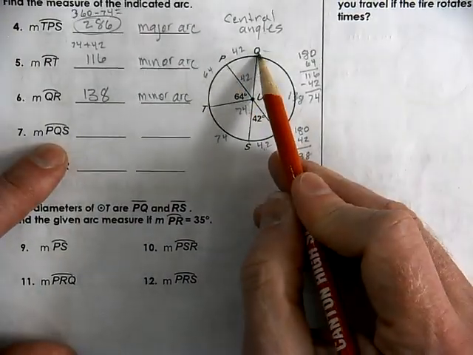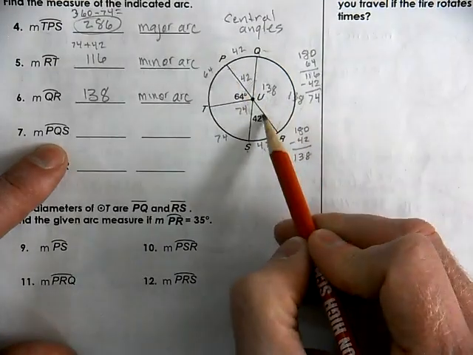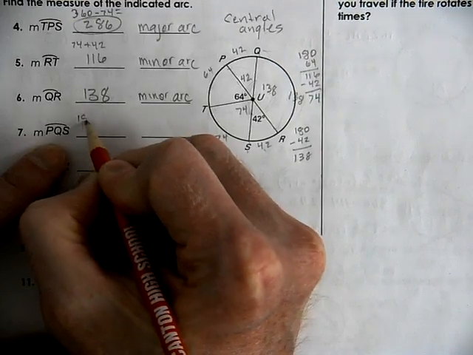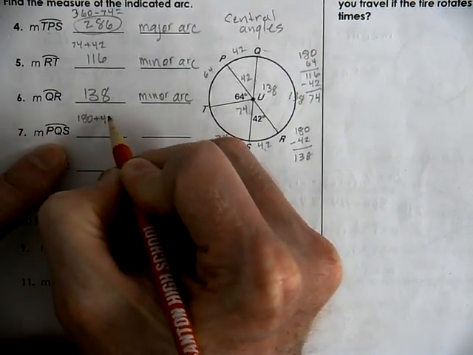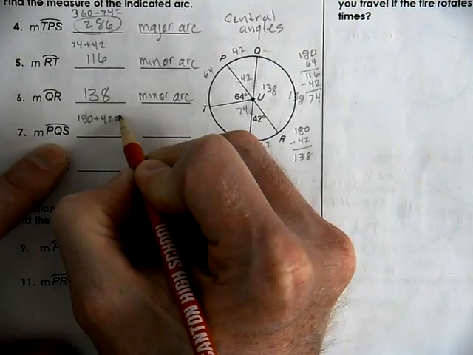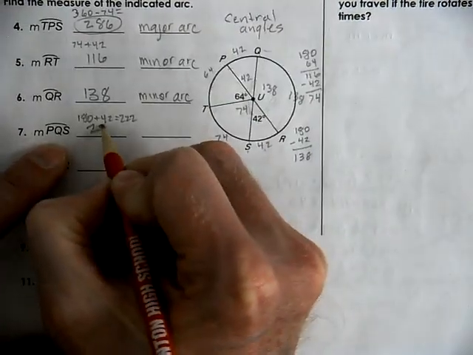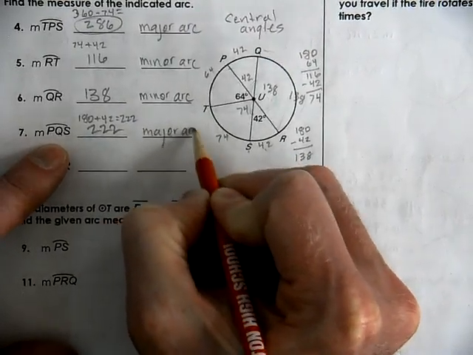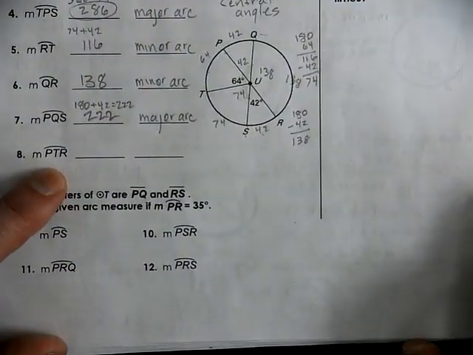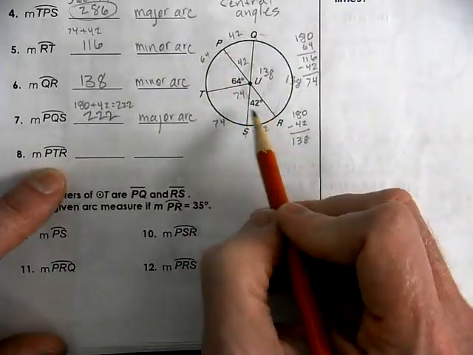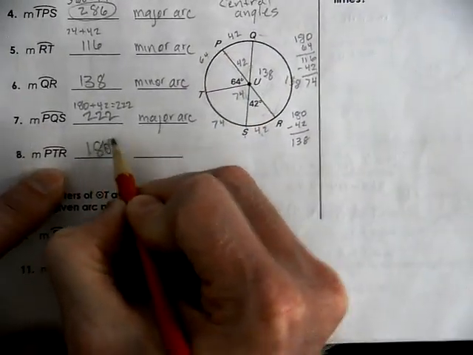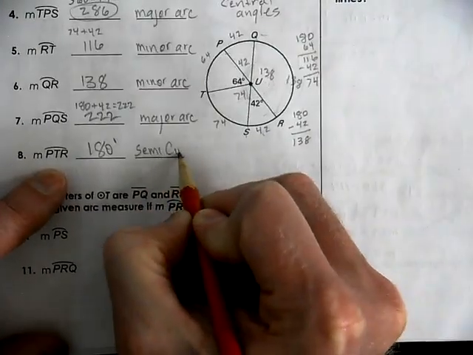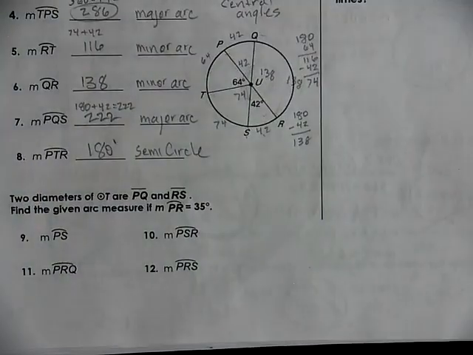PQS, P to Q to S, is 180 plus the 42. There's a couple options on how you could do that math. That looks like 222. And that's a major arc because it's bigger than 180. And then PTR is exactly half the circle, so it's exactly 180. That would be considered a semicircle.